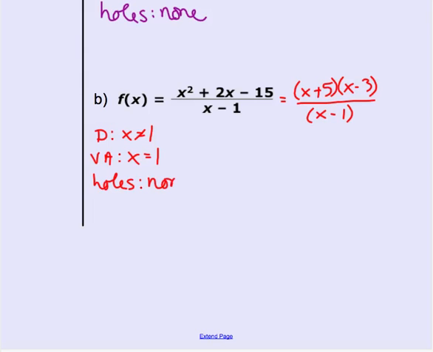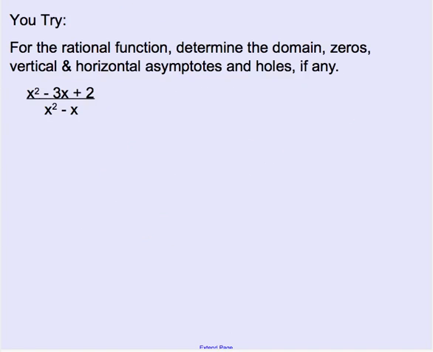Which means there are no holes, because we have no common factors. Zeros, setting the numerator equal to 0. We would cross the x-axis at negative 5 and positive 3. Finally, looking at any horizontal asymptotes, the degree of the numerator is 2, the degree of the denominator is 1, and when the degree of the numerator is greater than the degree of the denominator, there are no horizontal asymptotes. You try.